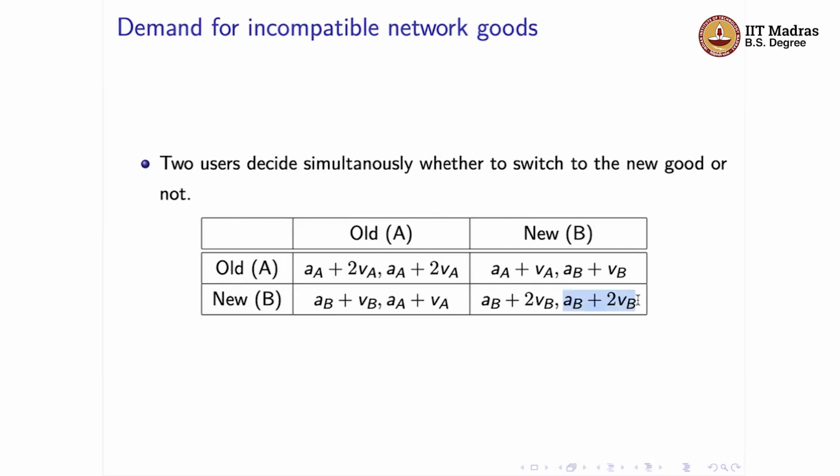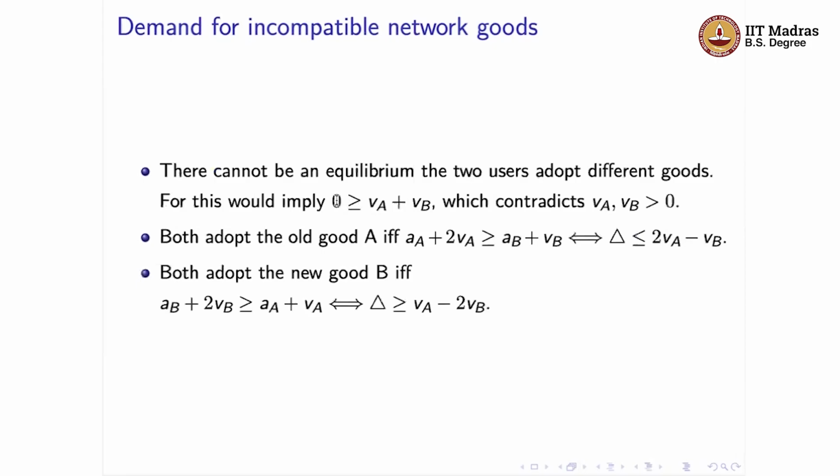For something to be an equilibrium, there cannot be any unilateral deviation that would lead to a higher payoff, right? Now, you have got these two equations. If you add up these two equations and simplify, you can see that this leads to the conclusion that 0 is greater than or equal to VA plus VB, right?